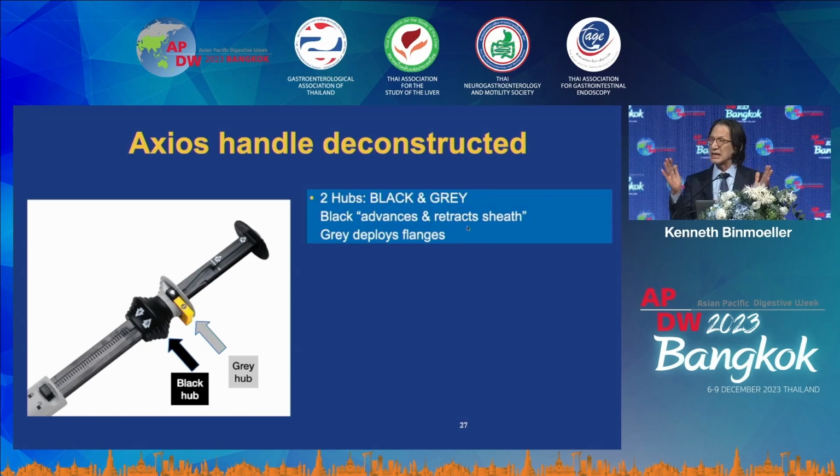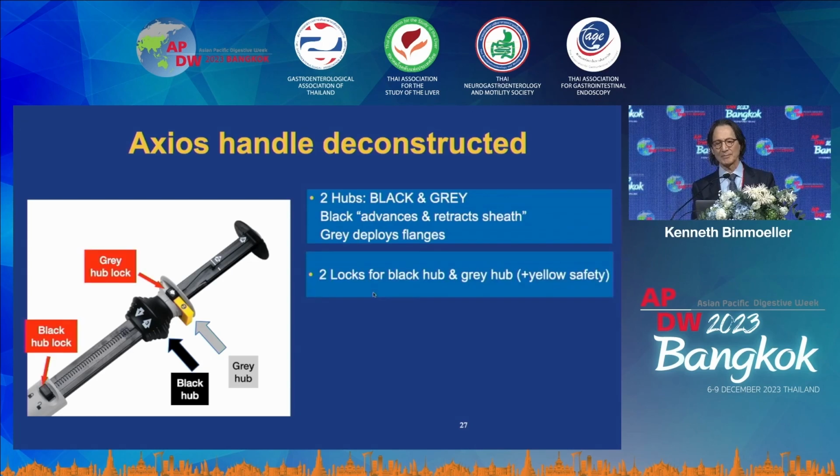Now I put that in quotes because technically it doesn't really do that, but it does that provided that you have the inner catheter and the outer catheter coupled together. Then it does that. And the gray hub here deploys the flanges. There are two locks for the black hub and the gray hub, and this additional yellow safety pin. That yellow safety is so critical because it ensures that when you start the procedure, the black hub and the gray hub are coupled. So you have to remove that safety pin if you want to uncouple the two.